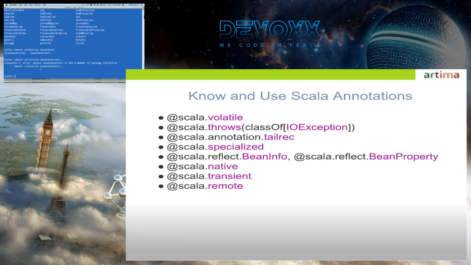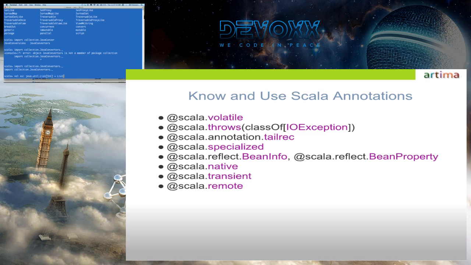Did I spell it wrong? Scala.collection.java convert. It's ER, not OR. That's it. Okay. So then I could say val x colon, I want this to be a java.util.List of Int, let's say. And then I'm going to initialize it with a Scala list.